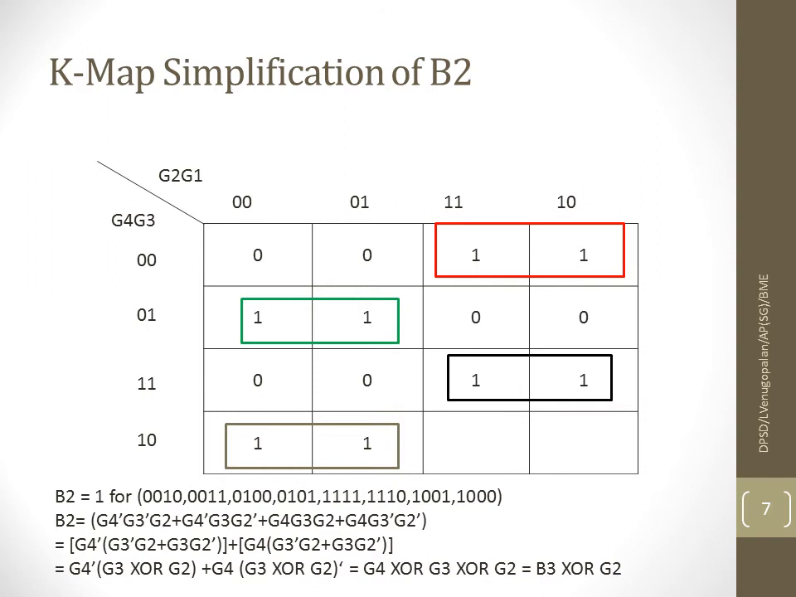So what I do is I write the simplified version of each individual one, which ends up being G4' G3' G2 plus G4' G3 G2' plus G4 G3 G2 plus G4 G3' G2'. Now, if I take G4' common from the first two terms and G4 common from the second two terms, this equation finally simplifies to G4 exclusive OR with G3 exclusive OR with G2. Now G4 and G3 are exclusive ORed in order to get our B3. Therefore, B2 can be simplified as B3 exclusive OR with G2.